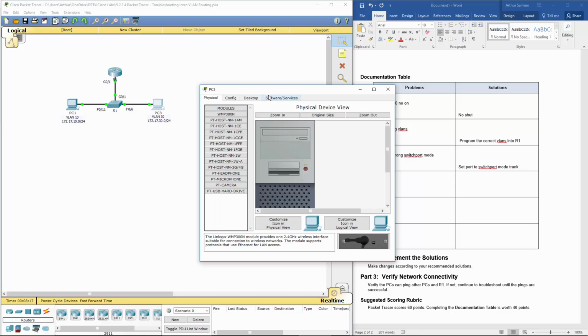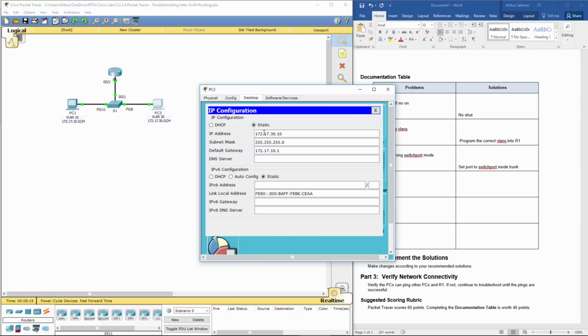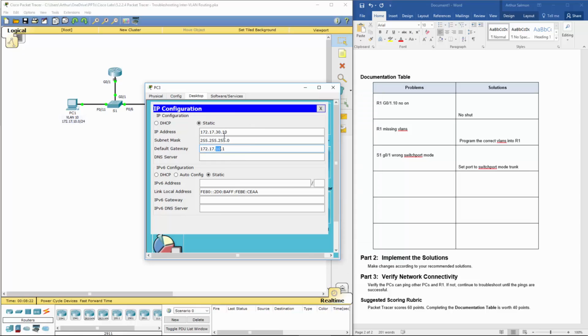Let's hop over to R3. Let's look at our IP configuration. Oh, first thing I notice happens to be on PC3, wrong gateway. Fix the gateway, so it's gigabit 0/1.30's IP. And actually, those were the only errors for this lab.